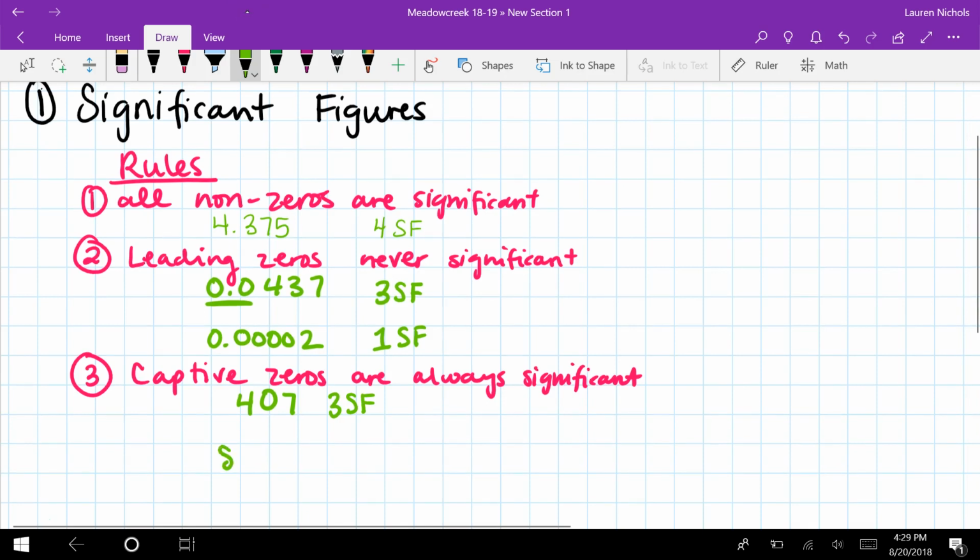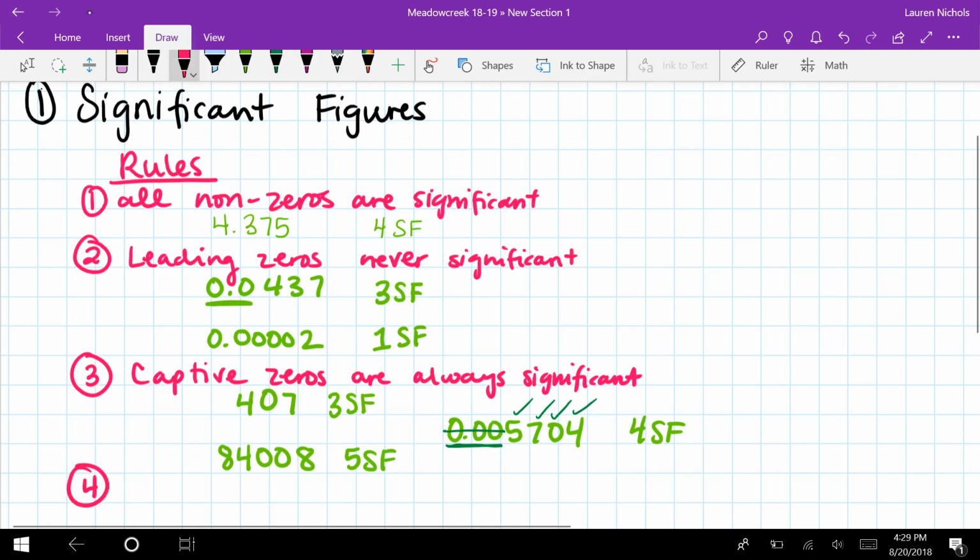If I had the number 8,004 or 84,008, right? Both of these are captive because the zeros are in between the 4 and the 8. So we'd have 5 significant figures. If I had the number 0.005704, I would have 4 significant figures because these zeros in the front are leading, so they do not count. And we have 5704: 3 non-zero numbers plus 1 captive zero.